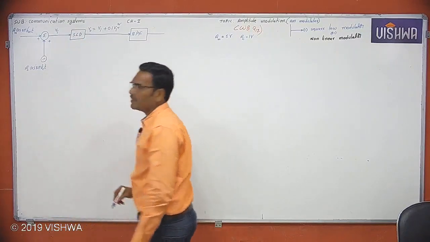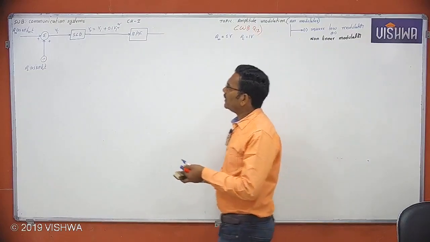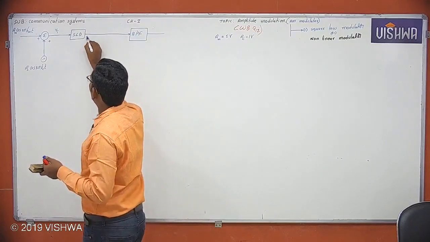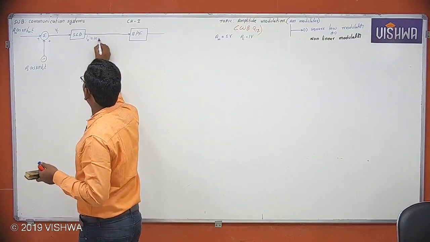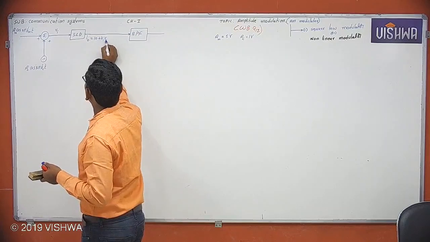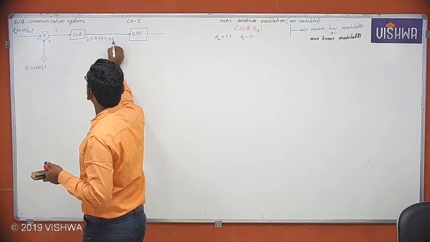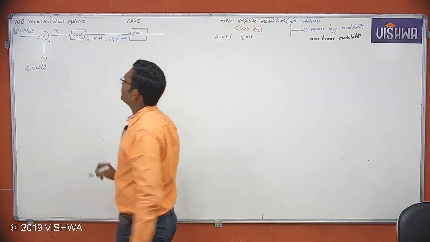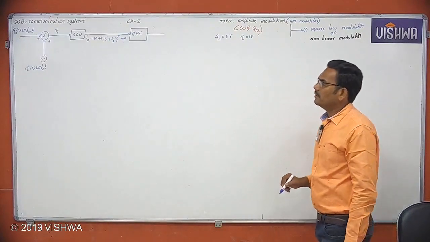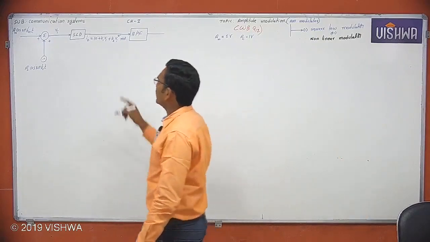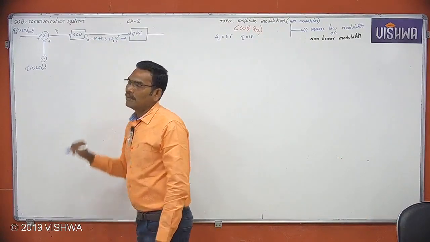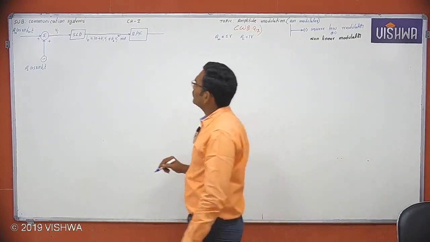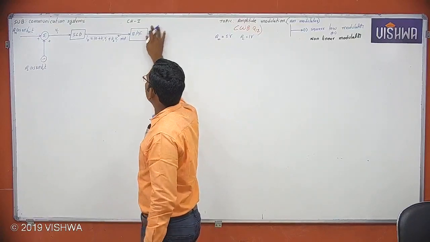whose square law equation is also given here. The square law equation given is the output current I0 equal to 10 plus K1 Vi plus K2 Vi squared milliamps. This is the output of the square law device, where Vi is the input to the square law device. Now this is passed through a band pass filter.